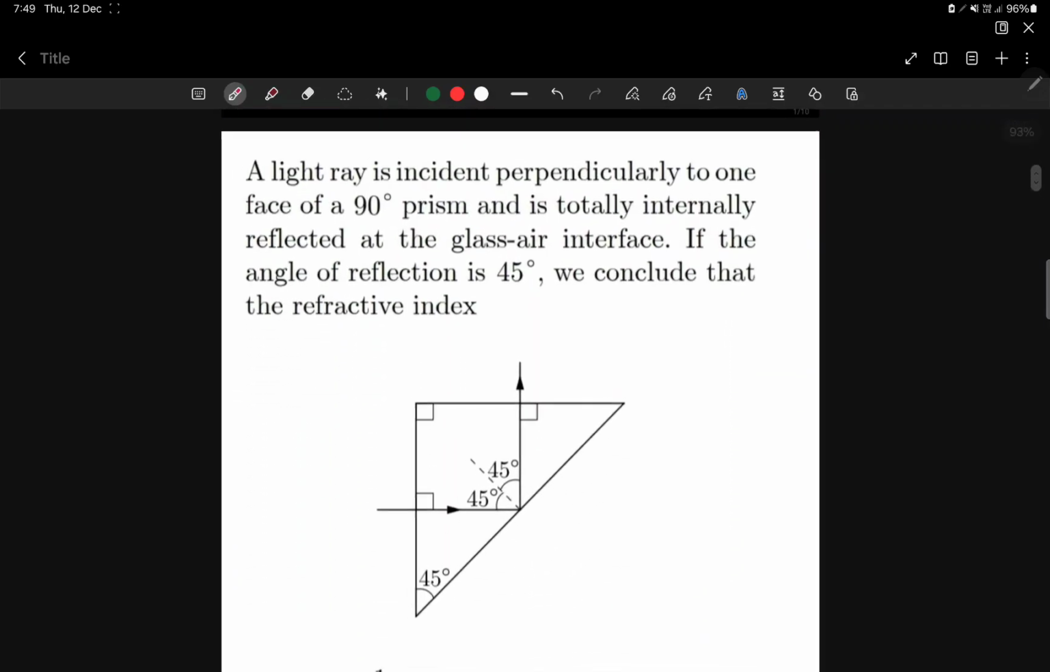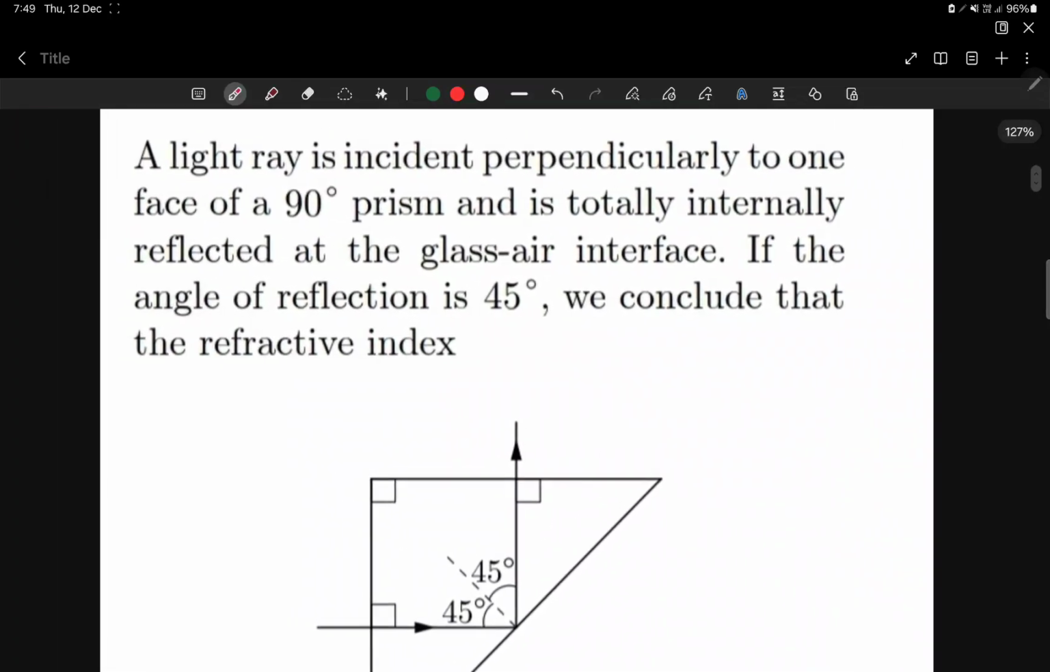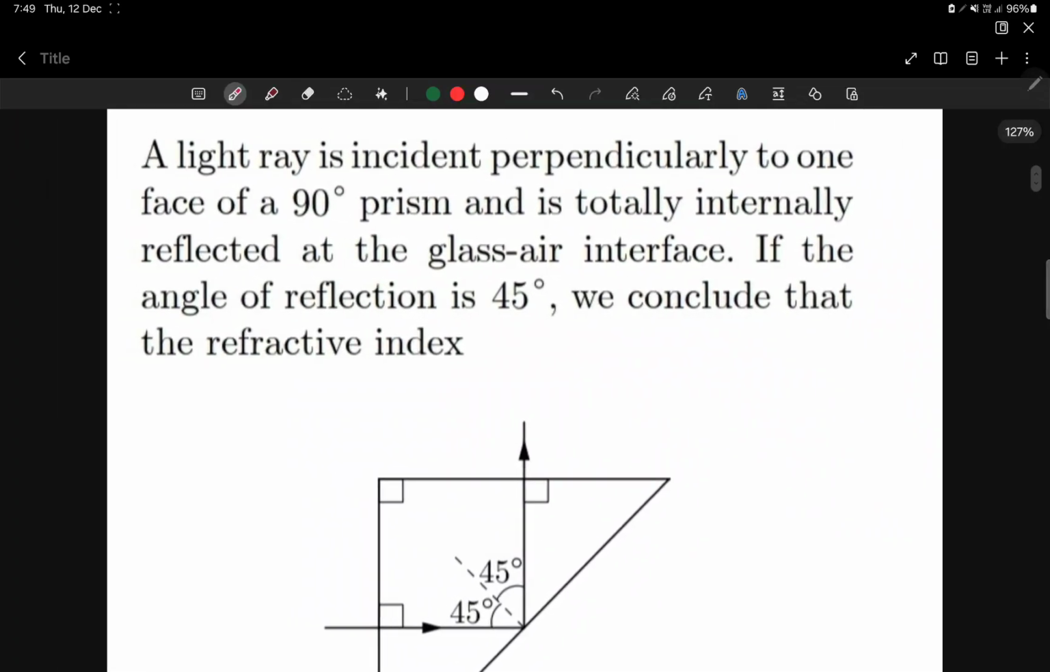Now come to this question. I will explain this question in the simplest manner, from theory to numerical.